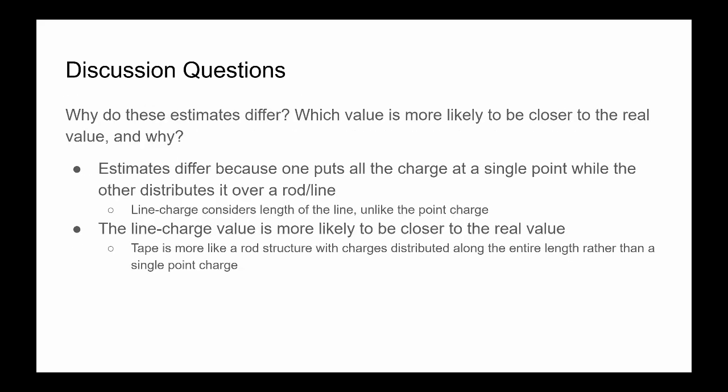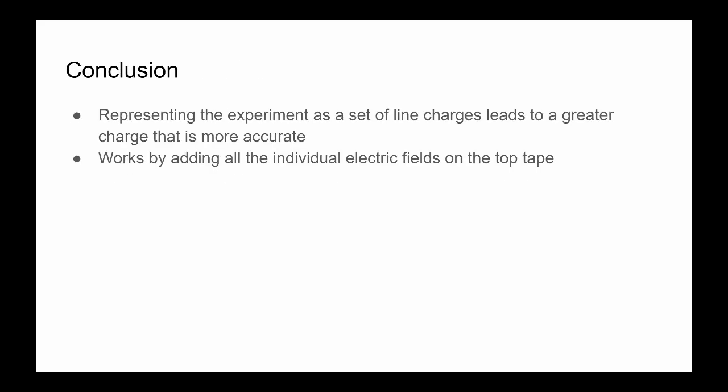These estimates differ because one puts all the charge at a single point, while the other is distributed across a line, where the line charge model considers the length of the line, while the point charge does not. The line charge value is more likely to be closer to the real value because the tape is more like a rod-like structure, or like a line, with charges distributed along the length of it rather than at a single point.